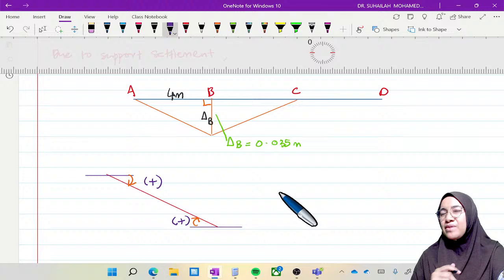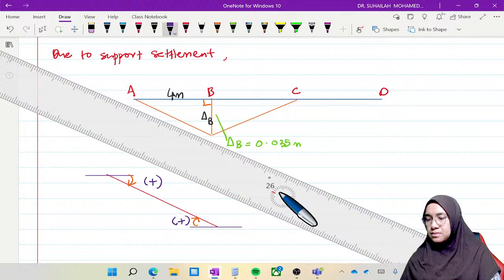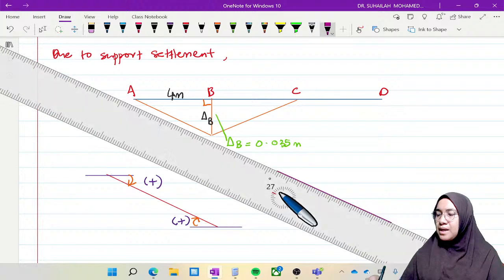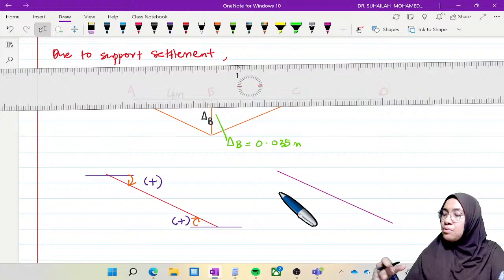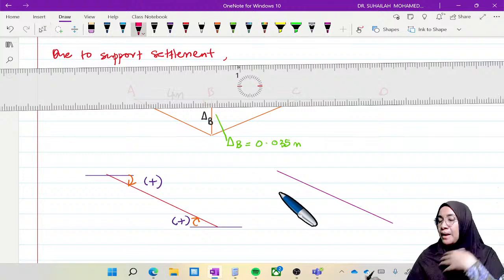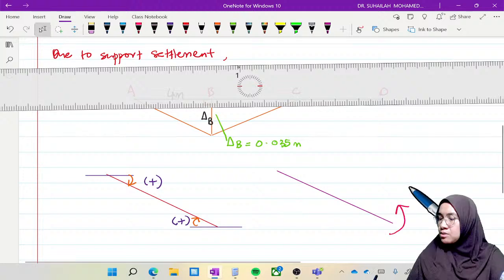Why is FEM negative? Because this is the line, and the moment will push this beam after settlement back to its original position, to the straight, horizontal position. That means we have to apply a moment to push this back to the top, and this will follow. So this is the FEM direction.